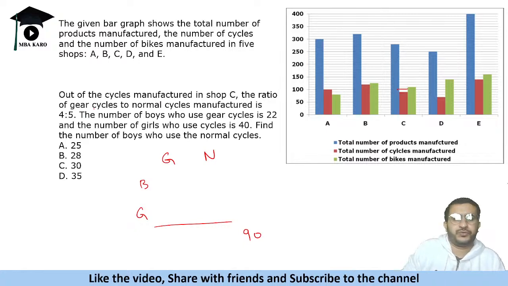Gear and normal cycles are 40 and 50. The number of boys who use gear cycles is 22. The number of girls who use gear cycles is 40. And the number of boys who use normal cycles, so 40, 50, boys and normal cycles will be 28.